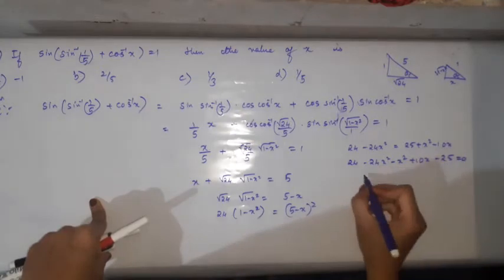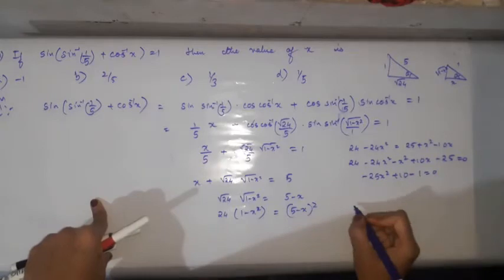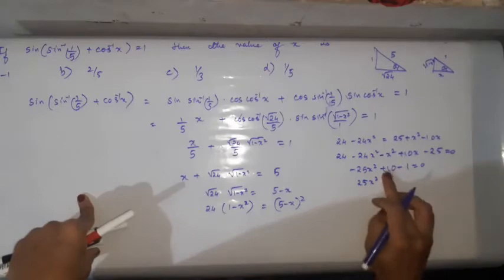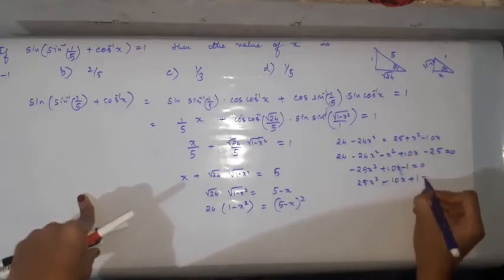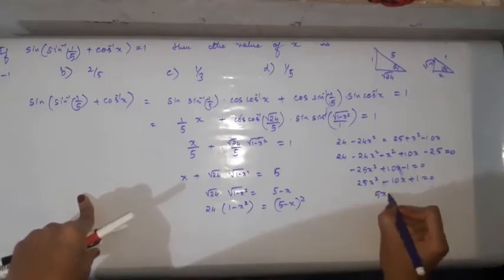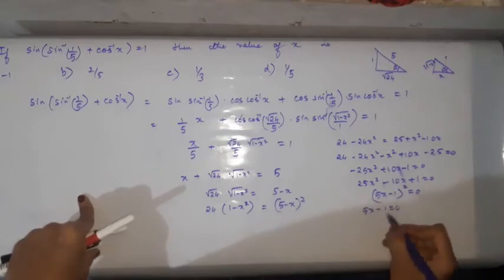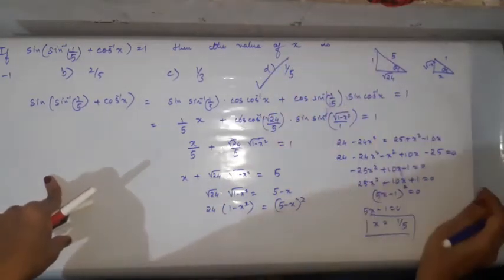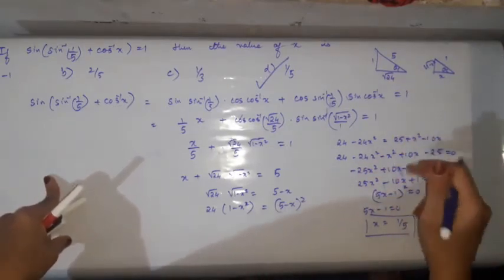Or you have minus 25x square plus 10x minus 1 is equal to 0, or you can just write this as 25x square minus 10x plus 1 is equal to 0, or this is nothing but 5x minus 1 whole square is equal to 0, or you have 5x minus 1 is equal to 0, or x equals 1 by 5. So you have the value for x as 1 by 5, which is option D. Okay, this is how you're going to solve it. It's a bit lengthy. All you need to be careful about are the algebraic signs and terms.